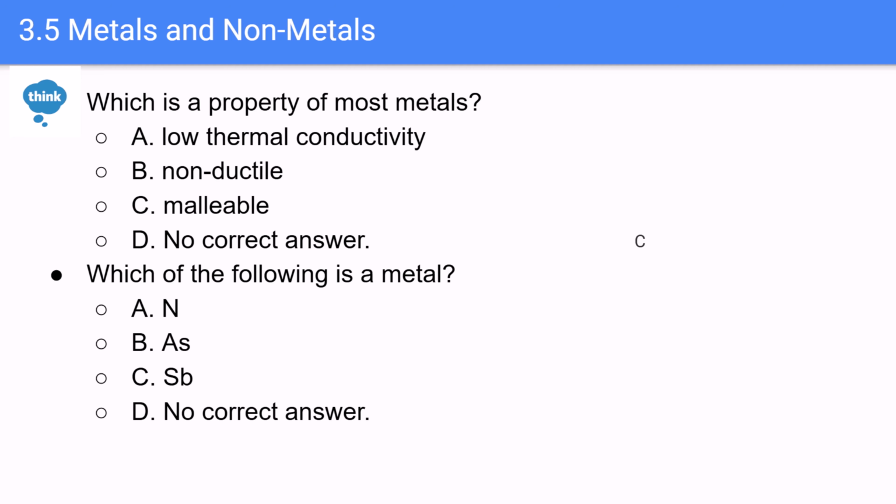Most metals are going to be malleable. That means that they have the ability to bend and mold, and you can take them and put them into a variety of different shapes. Which of the following is a metal? We're looking for something to the left-hand side of the stair step on the periodic table. Again, that is going to be C.